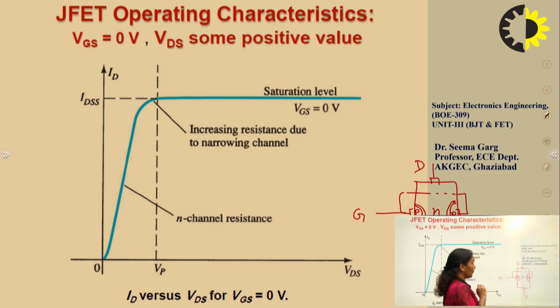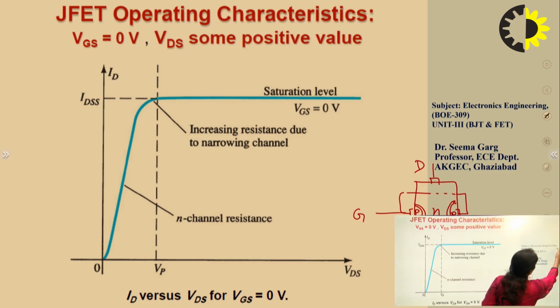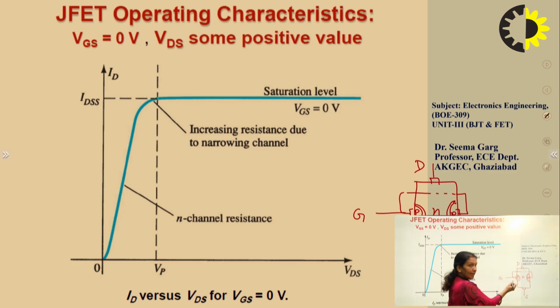This is gate terminal. Now gate is P-type and this should be reverse bias. So this should be connected to the negative potential and this is positive potential. So I am drawing a battery here. This is, let's say, VDD.